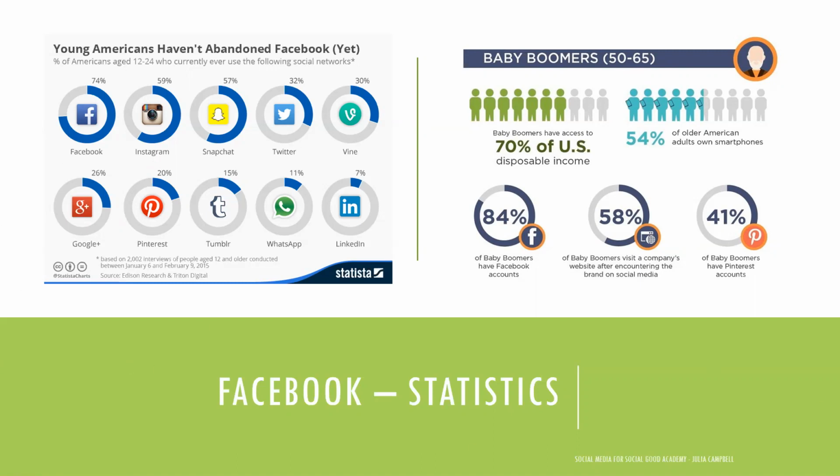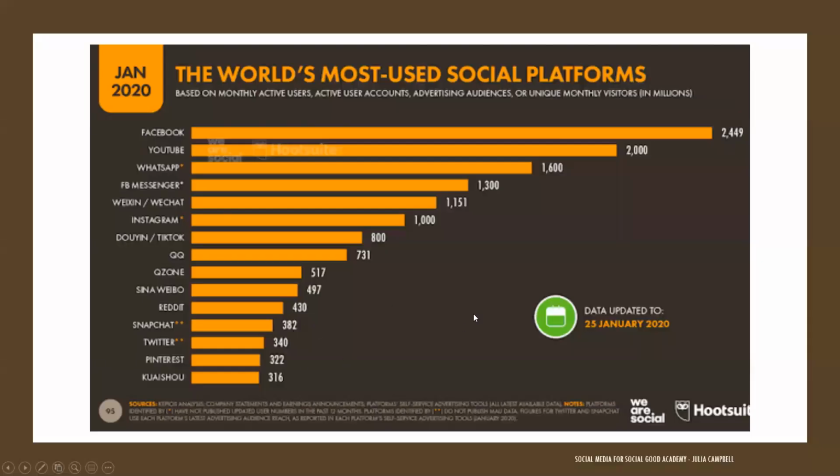Okay. So I want to give you a few statistics about Facebook, just so you are armed and ready if you do need to go to your board, to your higher ups. Just saying, young people are not on Facebook anymore. Well, they might be migrating to other channels, but they still are on Facebook. And baby boomers are on Facebook. Baby boomers are on Instagram. Baby boomers are the fastest growing segment in a lot of these social media sites.